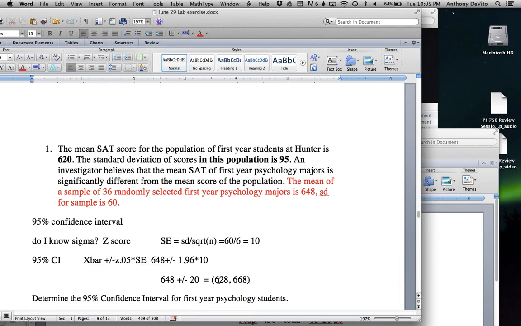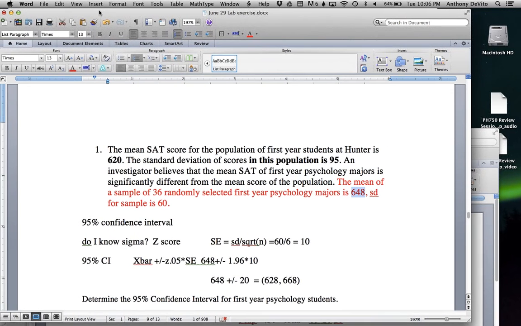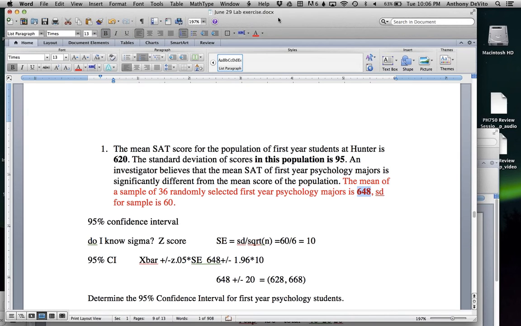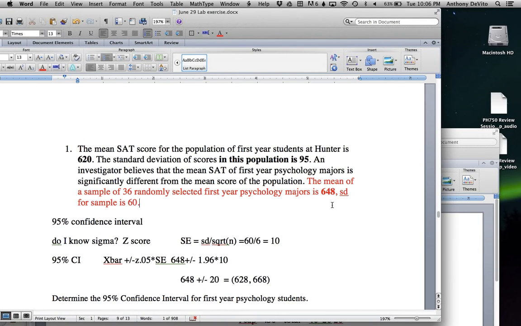We're 95% confident that the true population mean for Hunter Psych majors' SAT scores is between 628 and 668. We took a sample of 36 people. We asked them their SAT scores, 36 psych majors. We got a value of 648 for the mean. But when we took a closer look, we realized that that's the mean for only those 36. We have no assurance that the population mean is exactly that.